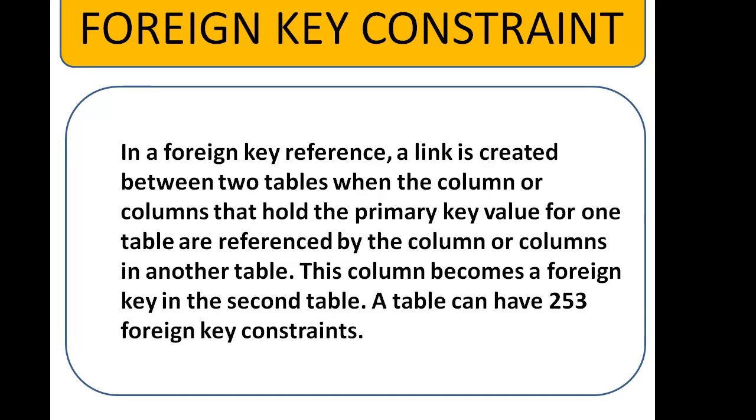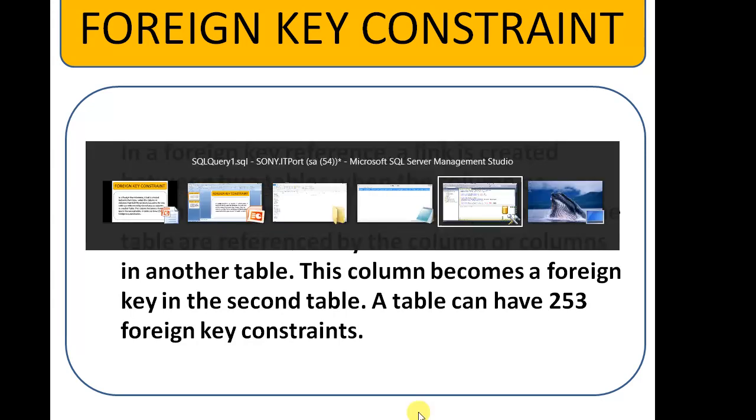So this column becomes a foreign key in the second table, and this is called a foreign key constraint. And a table can have 253 foreign key constraints. It's enough. So this is a foreign key constraint. Let us check the simplest example for this.